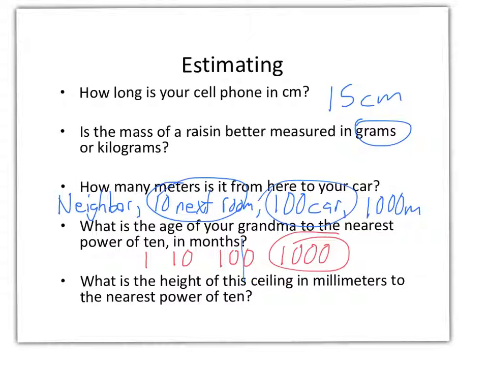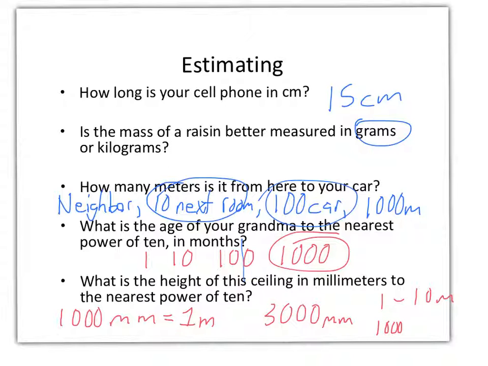The height of the ceiling in millimeters to the nearest power of 10. Remember that a millimeter, there are 1,000 of them in 1 meter. So if our ceiling is about 3 meters high, this is about 3,000 millimeters. If we were looking at powers of 10, it would be somewhere between 1 and 10 meters. So it's somewhere between 1,000 and 10,000. 10,000 is way too much. 10,000 is over 30 feet. But 1,000 is only about 3 feet. Probably pick the most reasonable number. That would be short. This is more realistic.